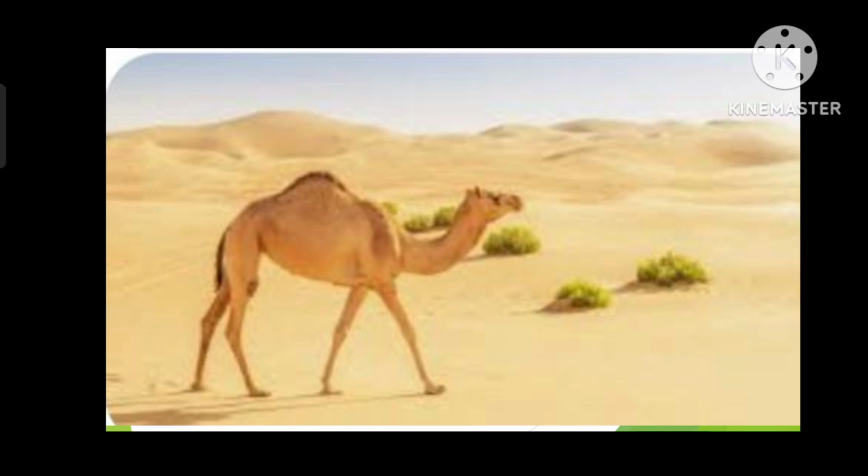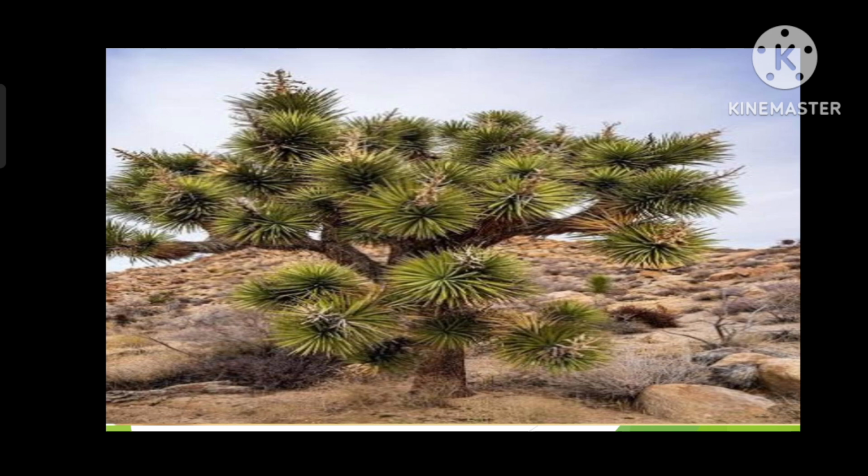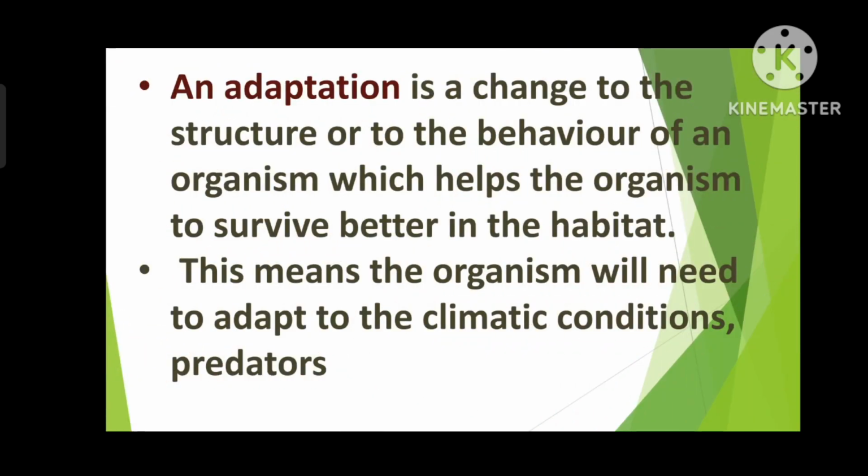Have you ever seen an animal like a camel and a plant like a cactus in Himachal Pradesh? No, not at all. Plants and animals may not survive in a different climate. All living organisms adapt to change to survive. What is adaptation? An adaptation is a change to the structure or behavior of an organism which helps the organism survive better in its habitat. This means the organism will need to adapt to the climatic conditions and predators.